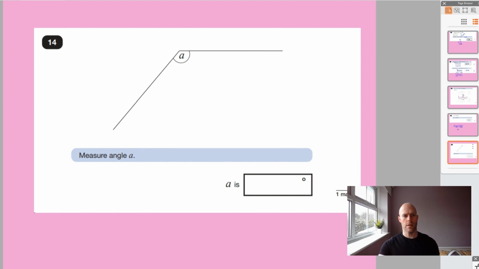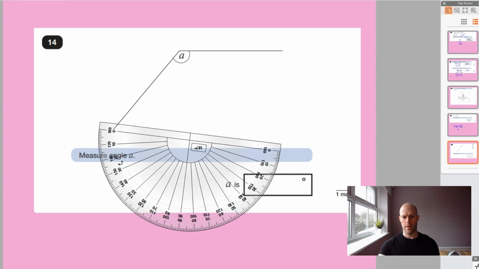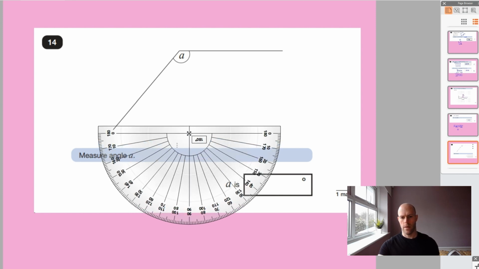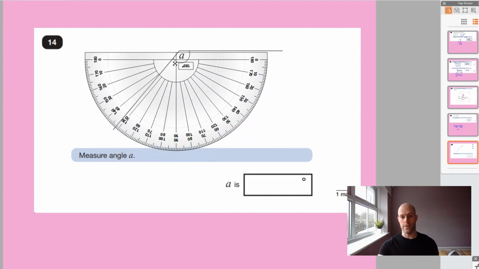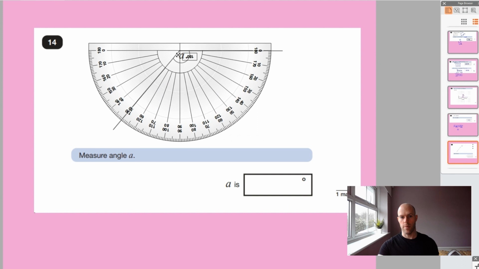Question 14, we are going to need one of the maths tools for this one. We are going to need a protractor. It says measure angle A. I will do a separate video on using a protractor, but let me give you some basic tips. Turn upside down. This central point here that I've got the pen on is called the origin, almost like a crosshair. That needs to be jammed right into the origin, the start of the angle. So you just go right into where that is, as best you can. That's about as close as I can get.